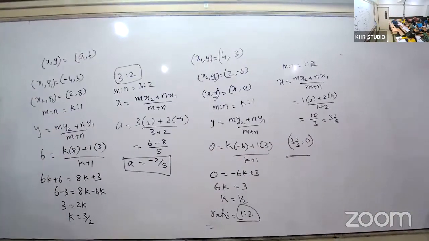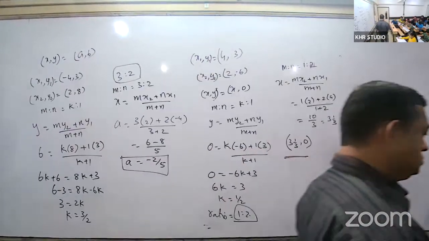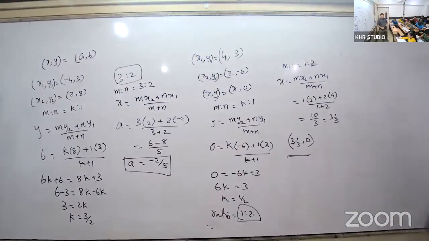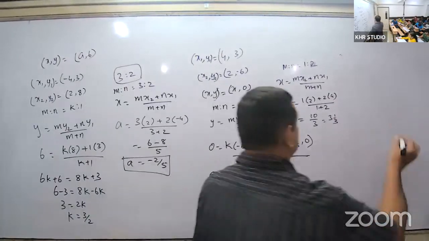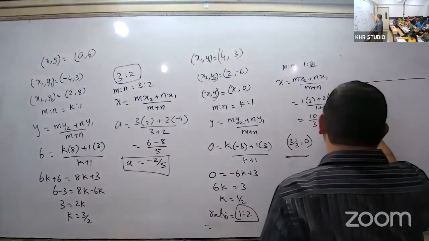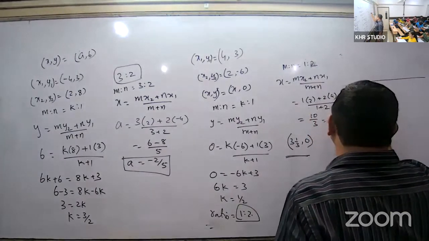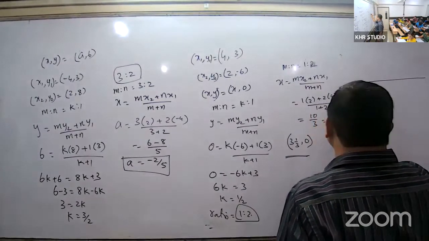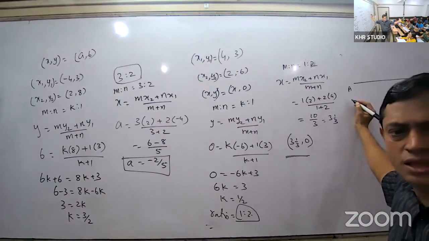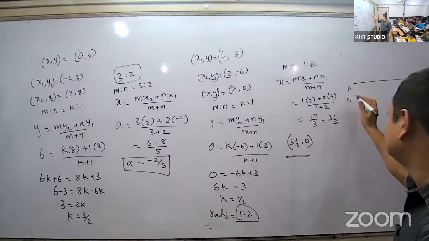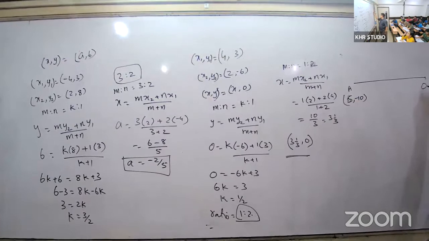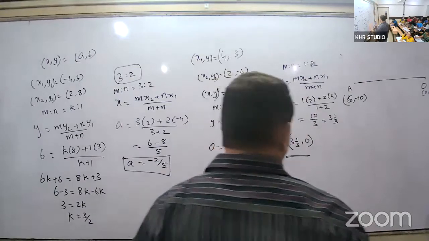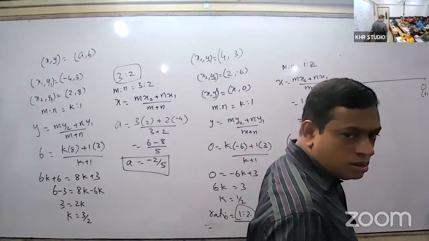Points A, B, C and D divide the line segment joining the point 5, -10 and the origin in 5 equal parts. Find the coordinates of A, B, C and D. What is the first point? Point A is how much? 5, -10. And the origin is 0, 0. In how many parts? 5 parts. Points A, B, C, D, no? Yes.